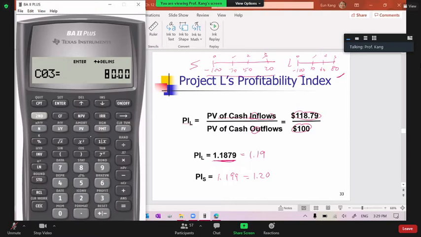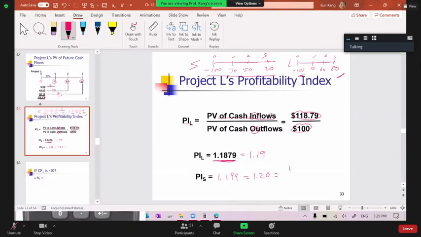And C3 is 20, right? And go to NPV. I is 10. Compute. 11998 over 100. So that is 1.199. That is 1.20. Yeah, 2 decimals. So that's why you need to practice. You know the concept, but if you don't practice, in the exam I think you make a mistake. So please practice.